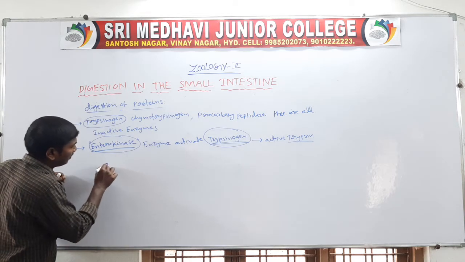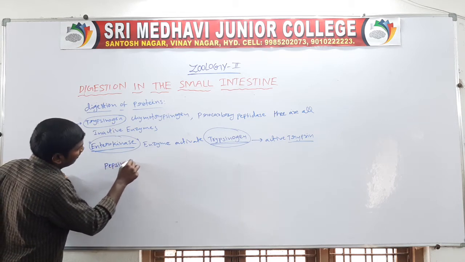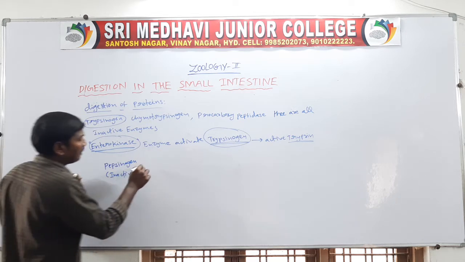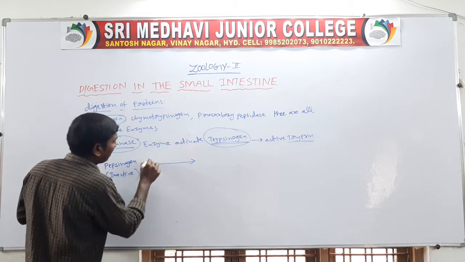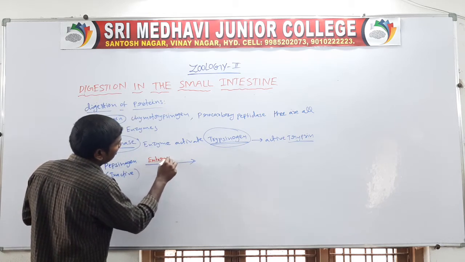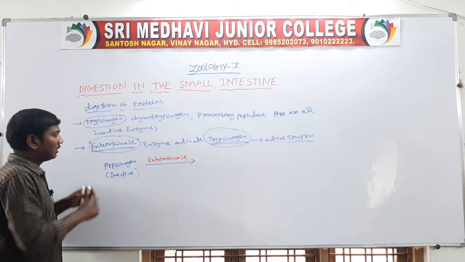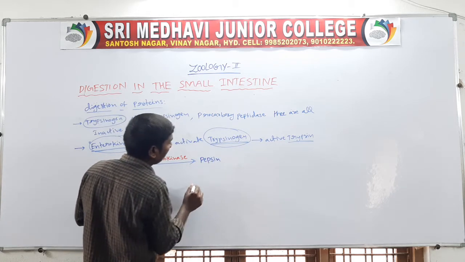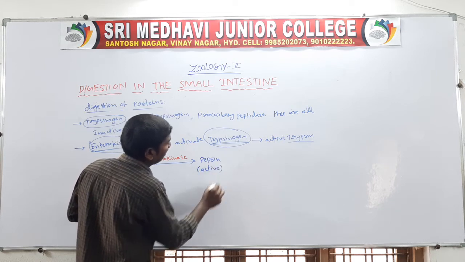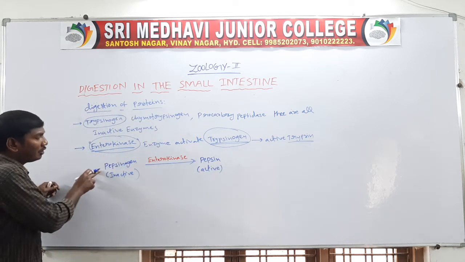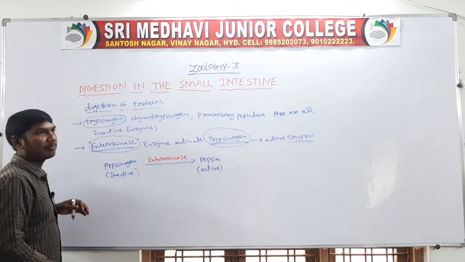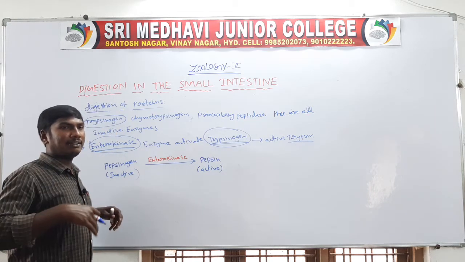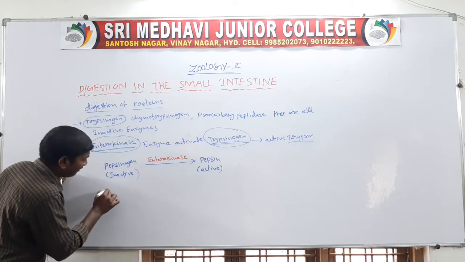For example, pepsinogen. These are inactive enzymes. In the presence of the enzyme enterokinase, inactive pepsinogen is converted to active pepsin. Understand? Then the active pepsin converts its own inactive enzymes to active enzymes.